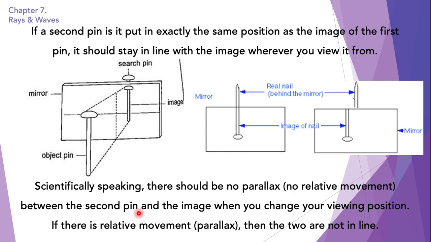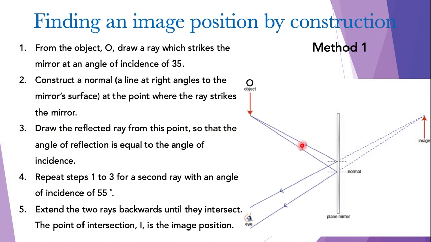Now we can also find an image position by construction, which means by diagrams. So there are two methods of finding an image position by construction. This is the first method. In the diagram here, O is a point object in front of a plane mirror. By plane we mean flat. This is the mirror. So here we have two methods of finding the position of the image by geometric construction using a protractor. So this is method 1.